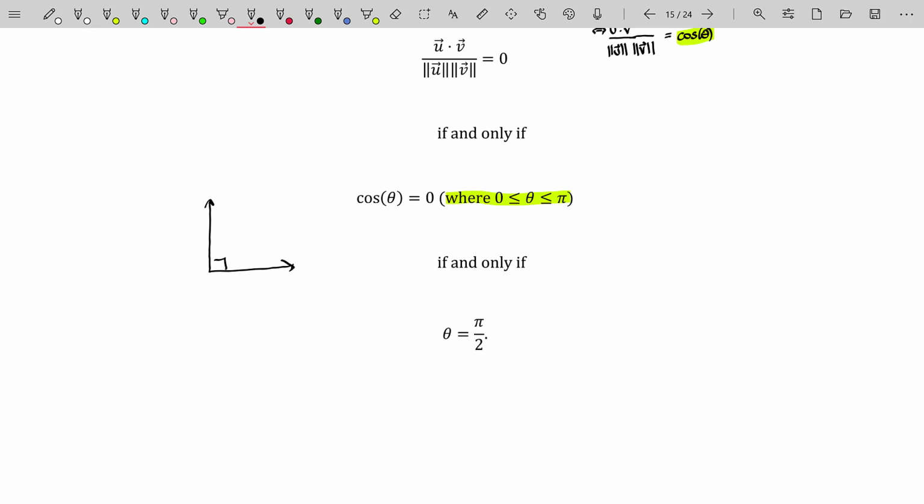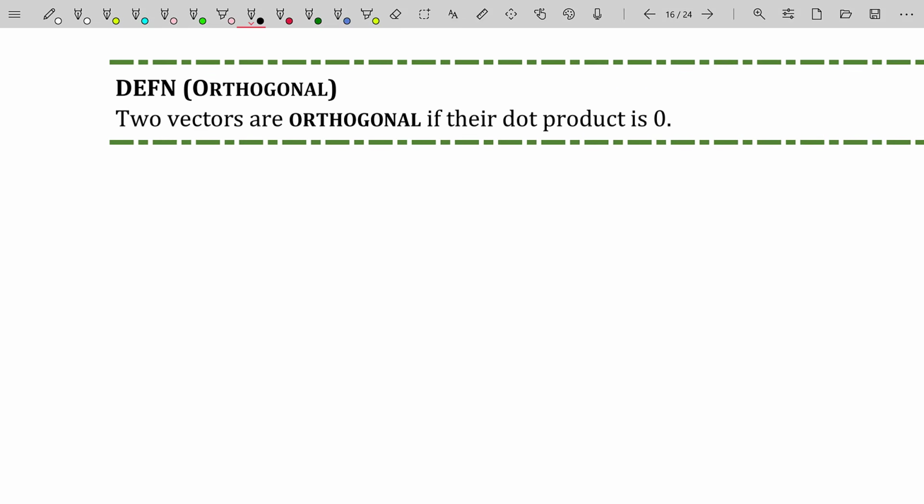Now, the word perpendicular is reserved for R squared, but once you jump out of R squared and into R cubed, that word perpendicular really doesn't make sense. So we say orthogonal, because orthogonality can be applied to larger dimensions. It's basically like things being perpendicular, just in n space, that's all. So we're going to define orthogonality as the following. Two vectors are orthogonal if their dot product is 0, and their dot product is 0 if and only if the angle between them is pi over 2.